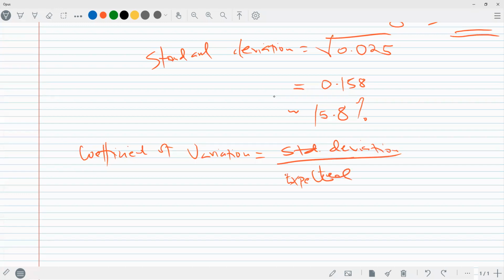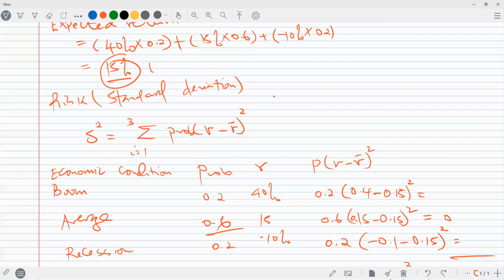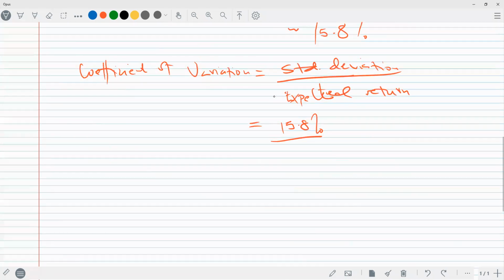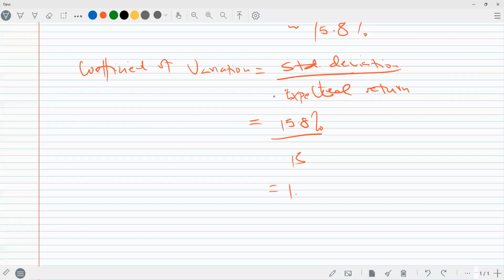Expected return. Standard deviation, 15.8%. The mean return, we got 15 if I remember. Yes, we have it here, 15. So we divide by 15 and get 1.053. As 1.05. Okay, 1.05 is the coefficient of variation for this particular stock.